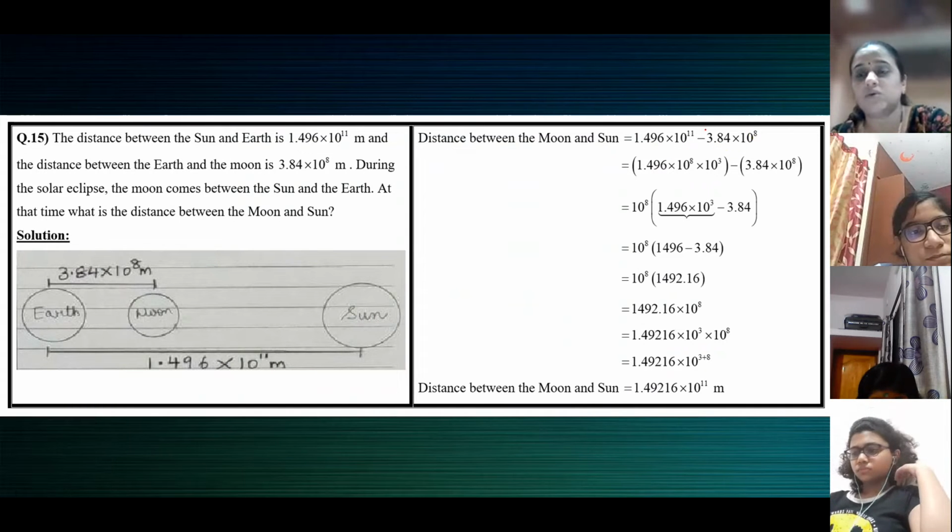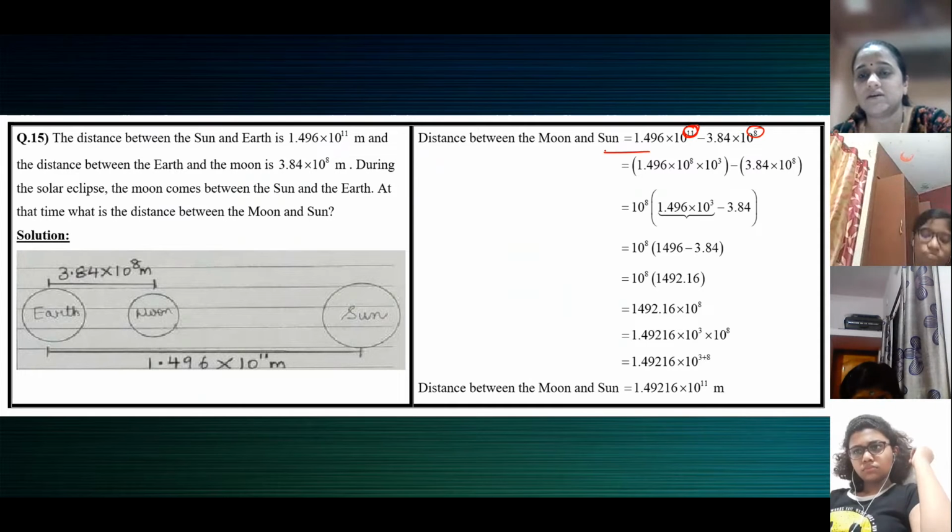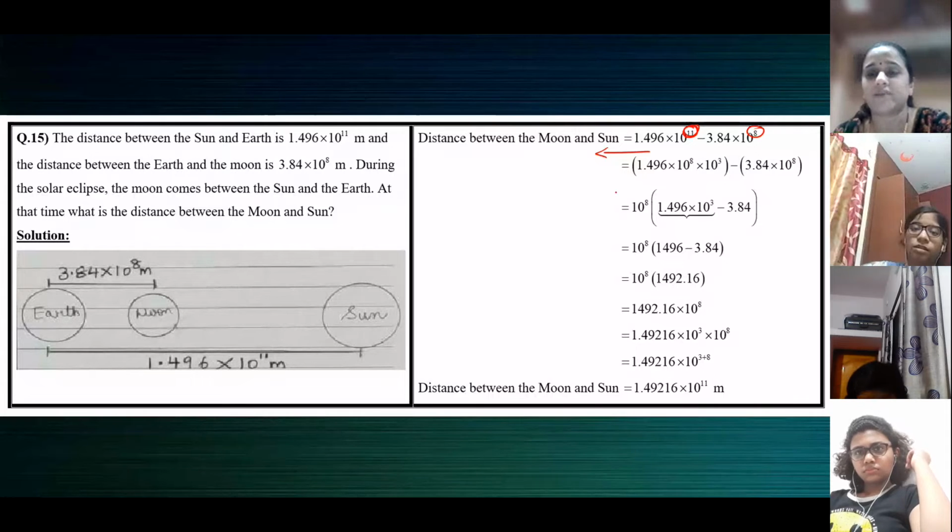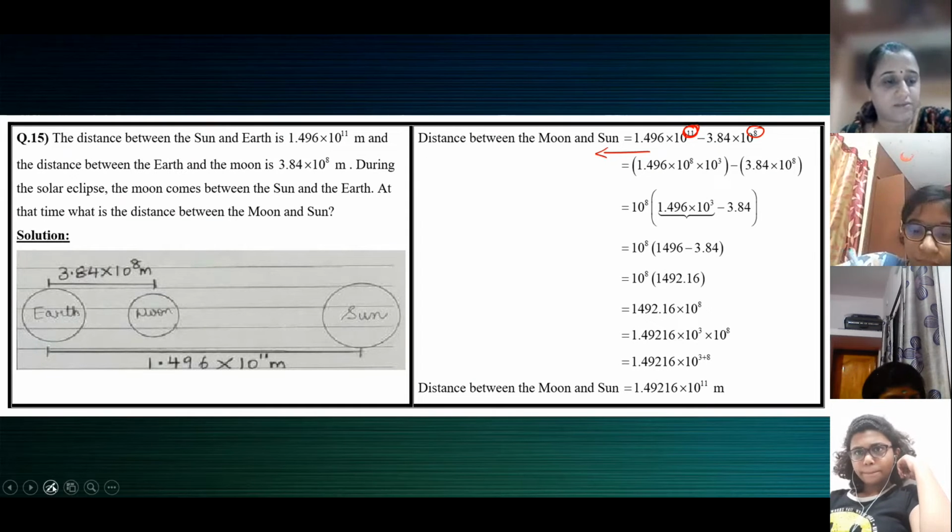All right, children. So 10 is raised to the power 11, and 10 is raised to the power 8. So we need to write 11 as 8 plus 3. You can include this step in the middle.